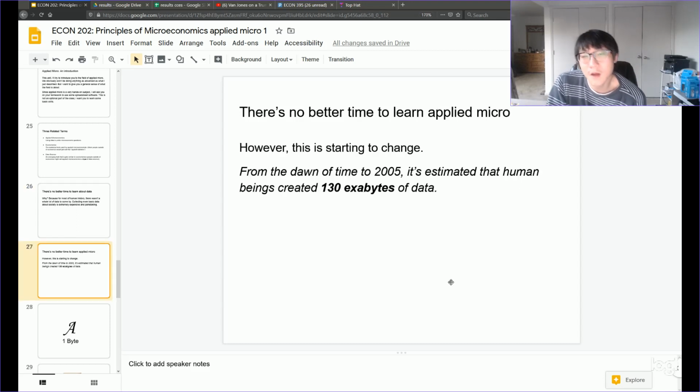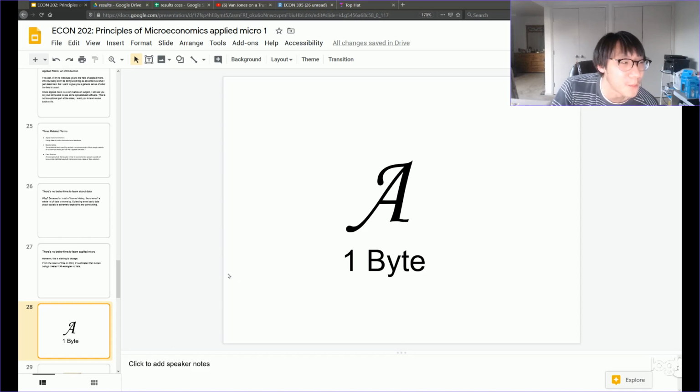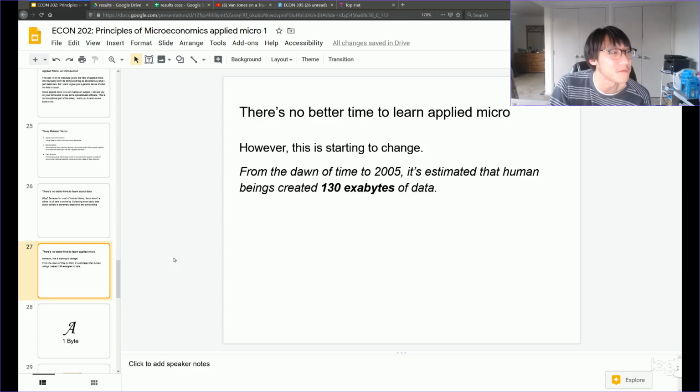So it's estimated, okay, that from the dawn of human history all the way to 2005, the human race created something like 130 exabytes of data. Now, I'll put that into perspective for you. How much is an exabyte, you ask? Well, okay, so this is one byte. Okay, so as you know, a byte is a way of measuring the amount of information, particularly when it's stored on a computer.